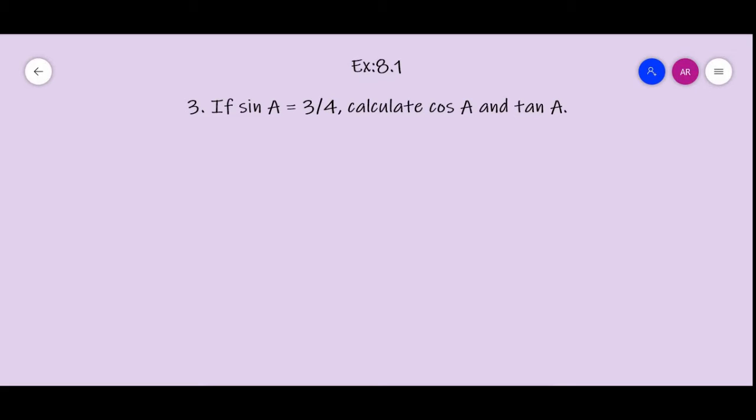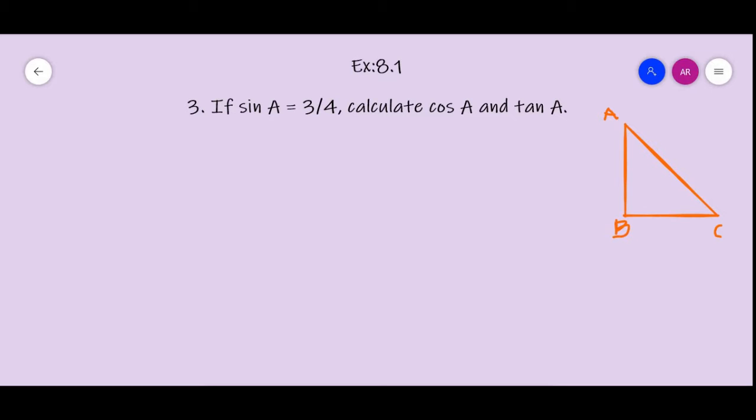So this is the third question that we have in our exercise 8.1. Let's read it. The question says that if sine A is equal to 3 by 4, then calculate cos A and tan A. The first step that we are always going to do is draw a right angle triangle. That's what I'm doing right now. This would be my right angle triangle, and let's also name it ABC.